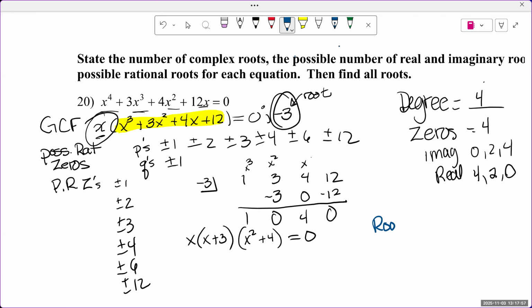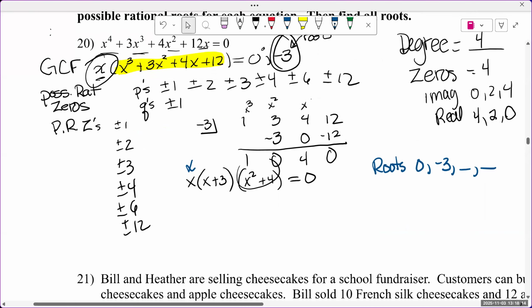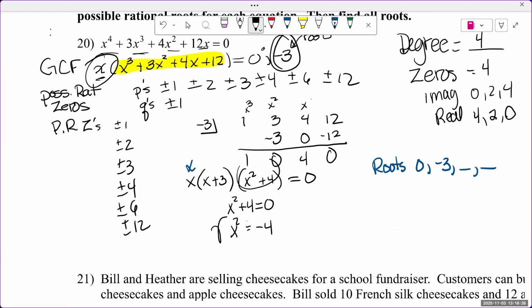So the roots, we have 0, -3. I need 4 of them, right? I have 2 more. Okay, so we need to solve this. x squared plus 4 equals 0. x squared, subtract 4 from both sides, move it to the other side, it changes sign. Take the square root. When I take the square root of both sides, I get plus or minus.